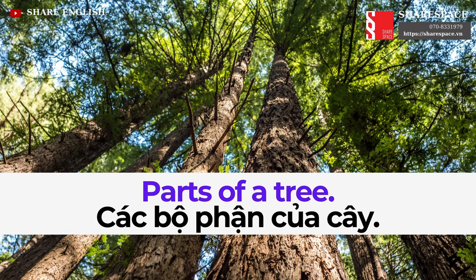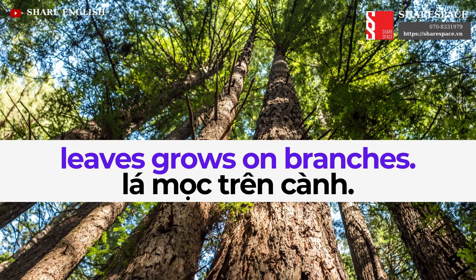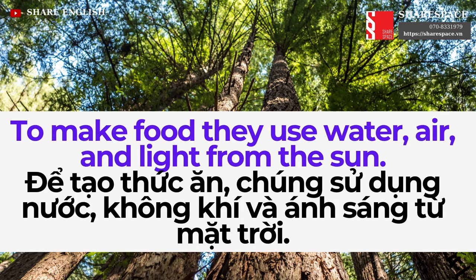Parts of a tree. What do the different parts of a tree do? Leaves grow on branches. They make food for the tree. To make food, they use water, air, and light from the sun.